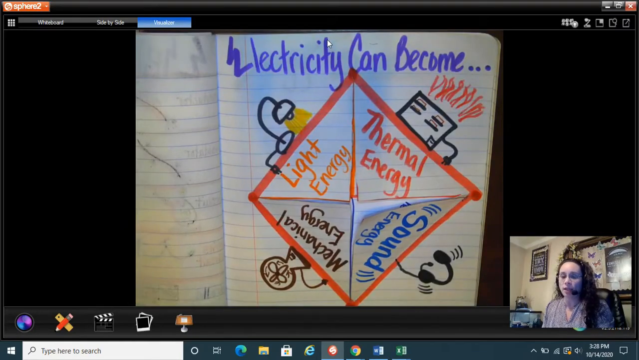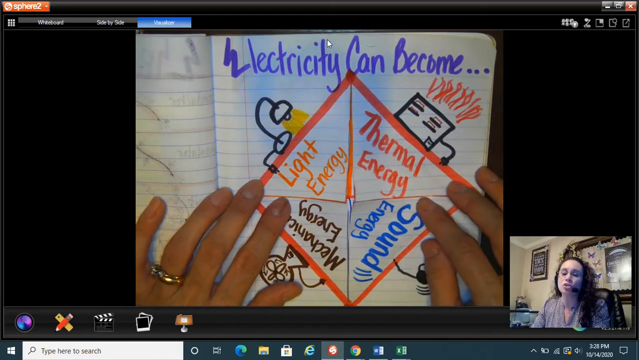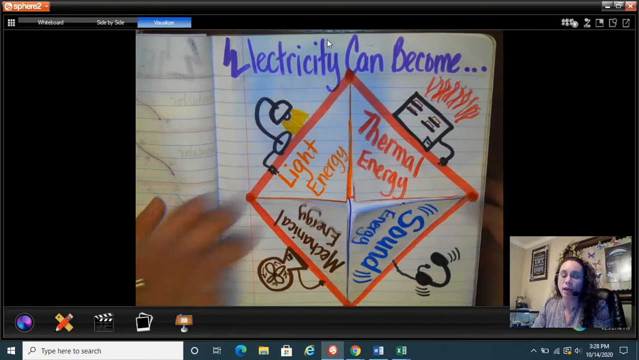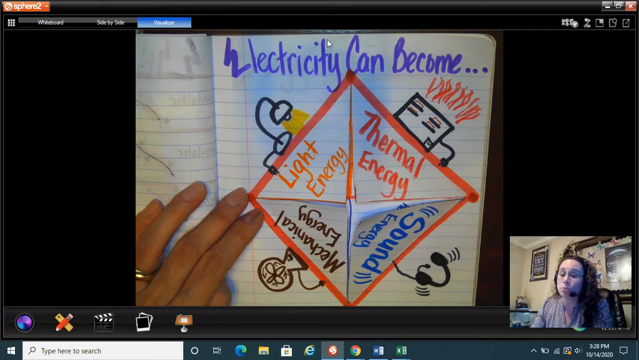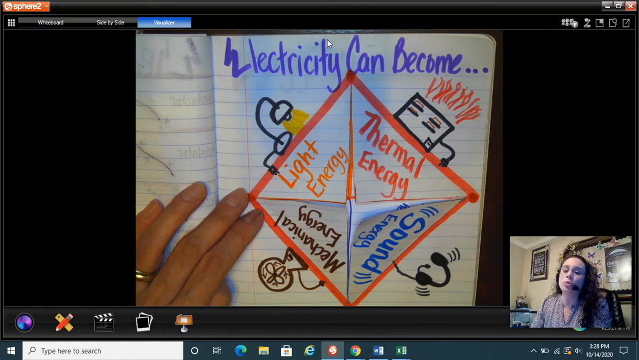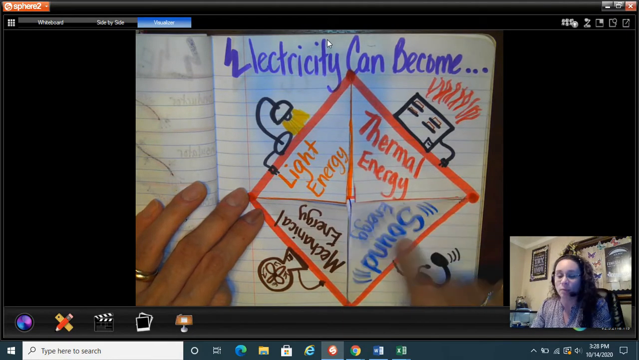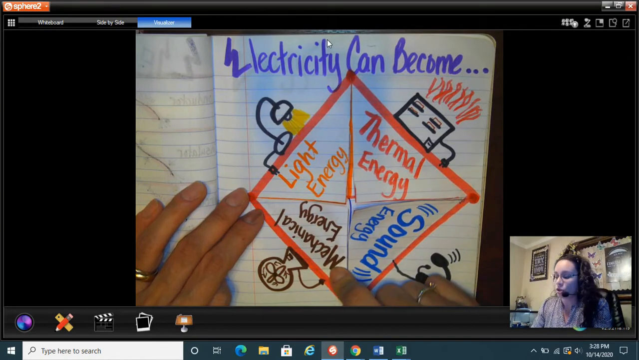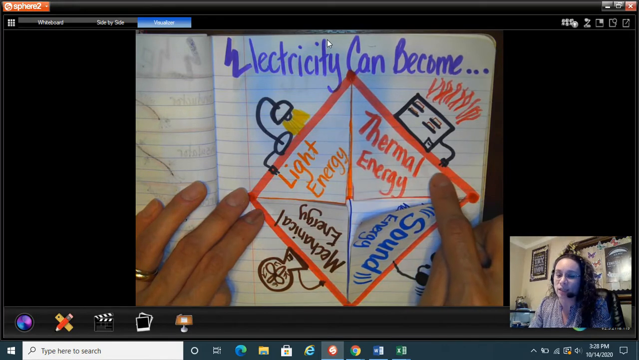If I turn the page, I have a nice little project foldable. This is the finished product. Okay. Electricity can become. So the safety precaution is that electricity can be transformed into something else. So it's very important that you're pretty safe because electricity can become light, it becomes hot or thermal, it can become sound, or it can become mechanical energy. Okay, so when it comes to thermal energy, you got to be very careful because electricity can become very hot.